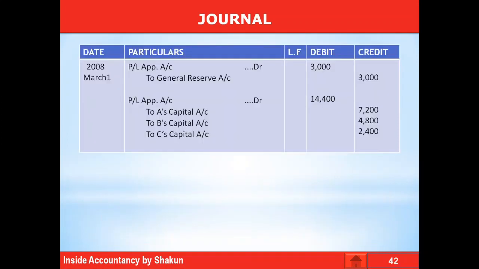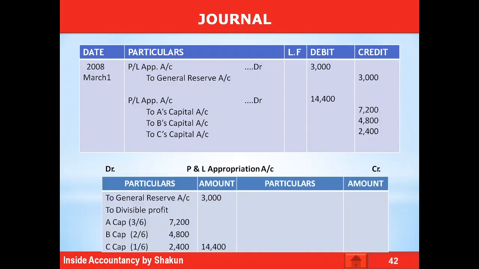The next journal is regarding the transfer to general reserve and the distribution of profit. Please note that the entry for distribution of profit can be done only after we completely make the P&L appropriation account and do its balancing. This is how the transfer to general reserve will be shown in P&L appropriation account. Since our entry is P&L appropriation debit to general reserve, that means P&L appropriation is debited in the name of general reserve. So we write to general reserve on the debit side.